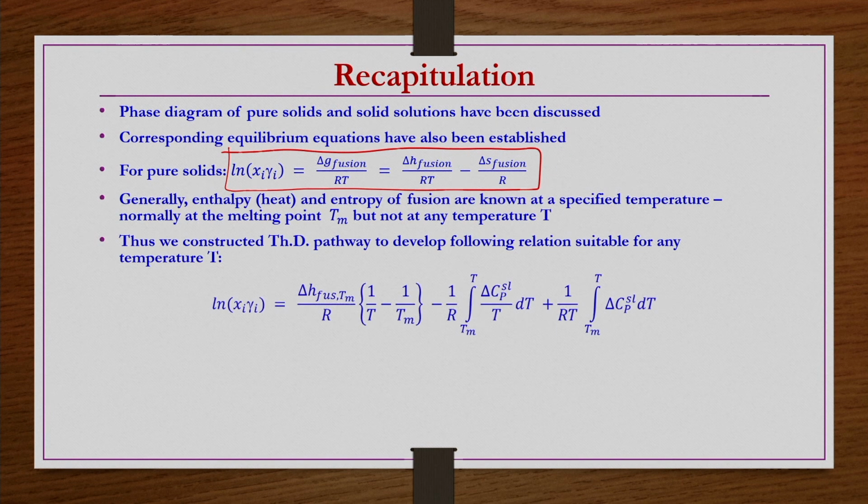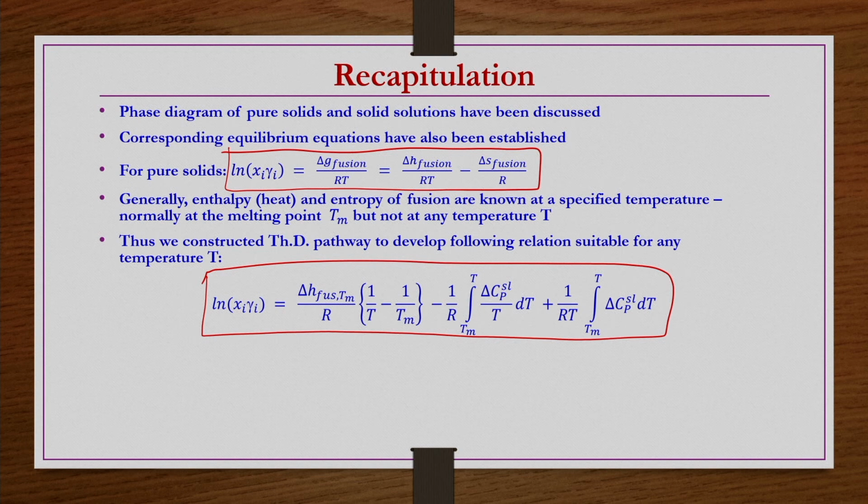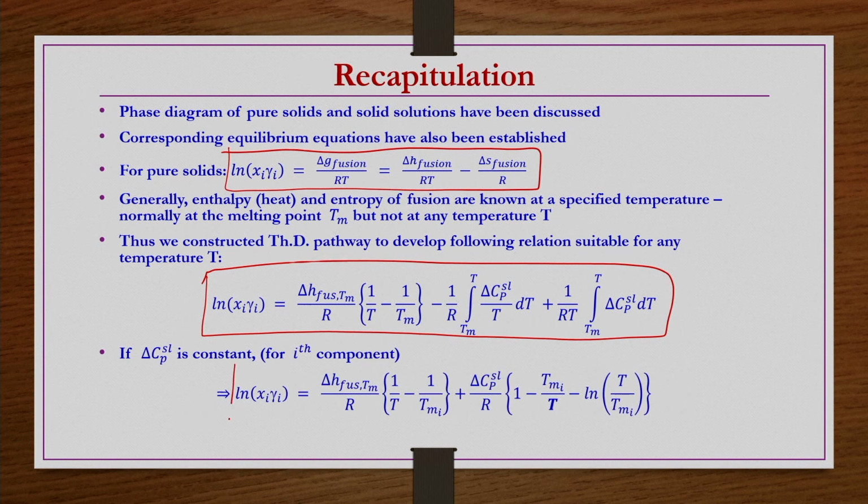When we did that, we got this expression in the previous lecture: ln xi gamma I is equal to delta H fusion at temperature Tm divided by R multiplied by 1 by T minus 1 by Tm, minus 1 by R integral delta Cp by T dT from Tm to T, plus 1 by RT integral Tm to T delta Cp dT. If you assume this delta Cp as a constant, do the integration, substitute the limits and simplify, then for the ith component we got this relation: ln xi gamma I is equal to delta H fusion at Tm by R multiplied by 1 by T minus 1 by Tm I, plus delta Cp by R multiplied by 1 minus Tm I by T minus ln T by Tm I. This is what we have seen.